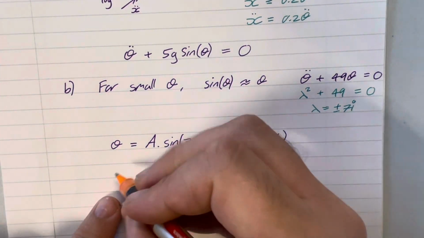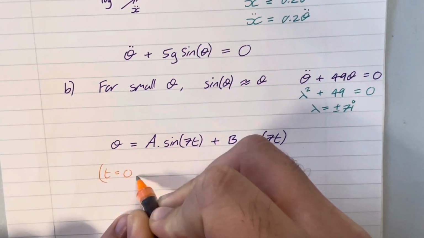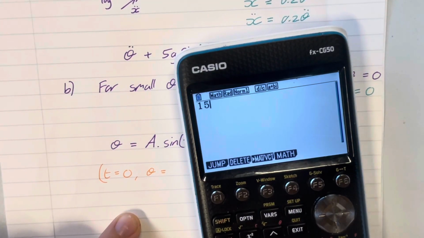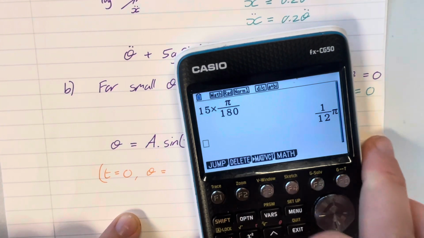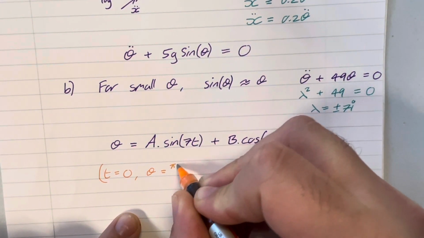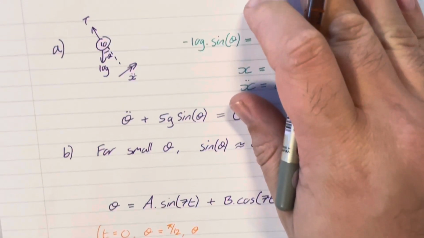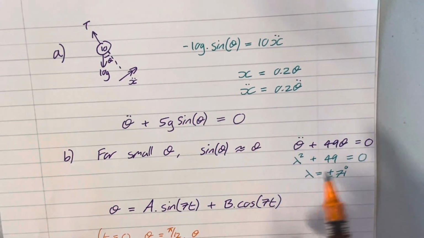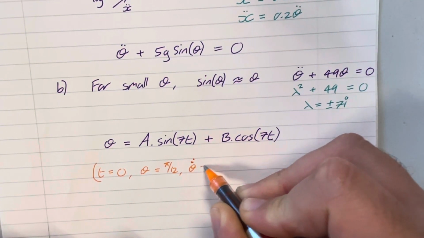So when t equals 0, then theta is 15 degrees, but 15 is pi over 12. Okay, to convert from degrees to radians, it tells us pi on 180. So that is pi over 12. And we're told it's released from rest, which means x dot would be 0, which means x double dot would be 0. That also means then that theta double dot will be 0. Okay, so, theta dot will be 0.